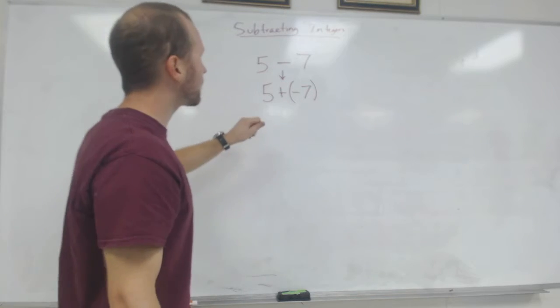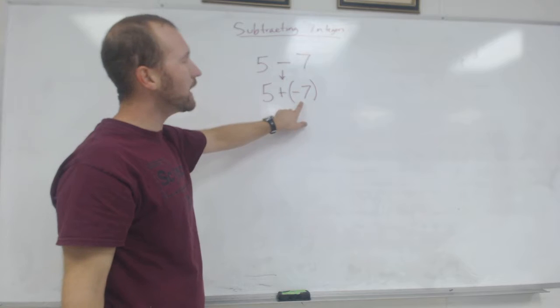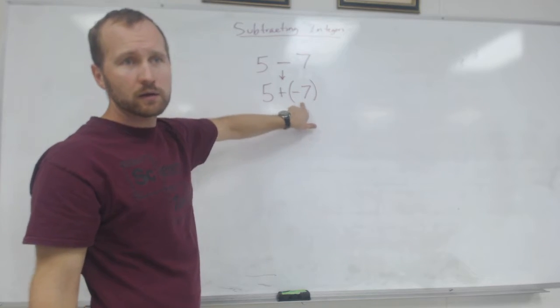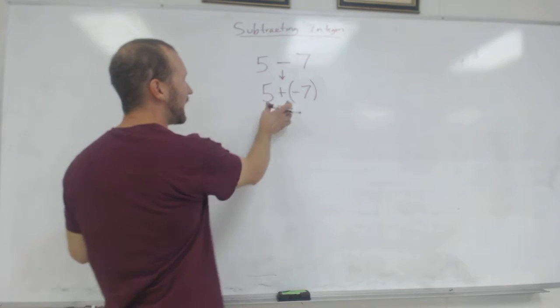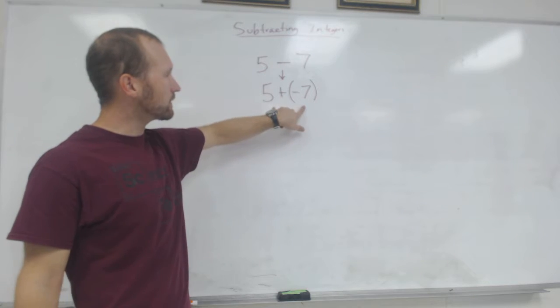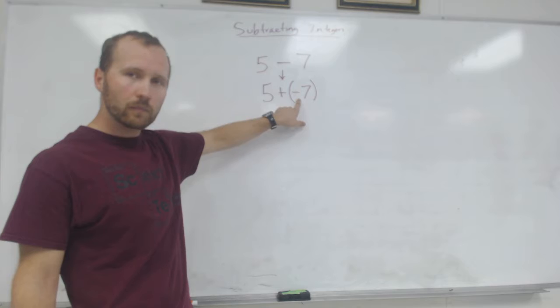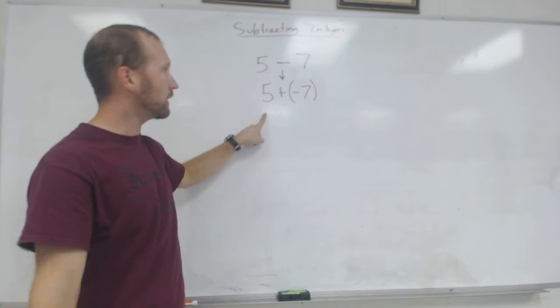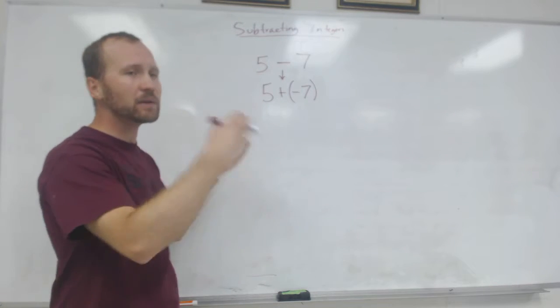So what would we do here? We have a positive and a negative. Are we going to add 5 and 7? No. Why won't we add 5 and 7? Because 7 is the negative number. Exactly. So they're opposite signs.